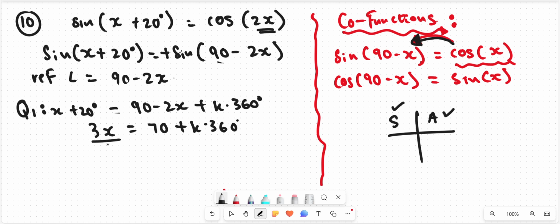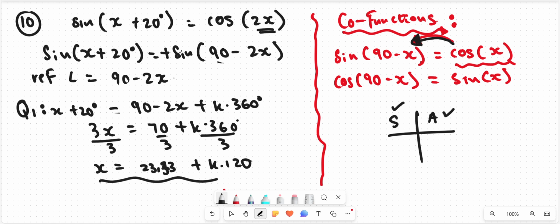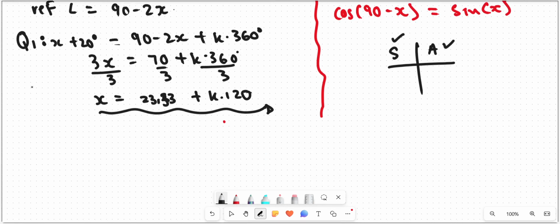And if you divide by 3, divide by 3, divide by 3, x is actually equal to 23.33 plus K120. This is 23.33. That's one of my solutions. That's in quad number 1.